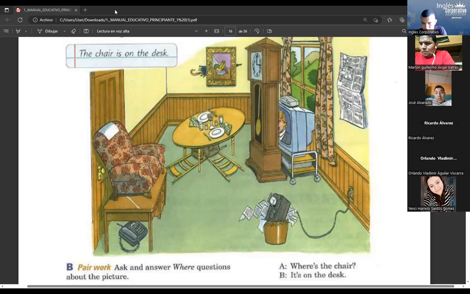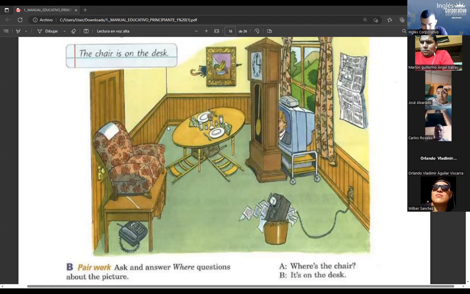The newspaper is in the wall. On the wall. The cell phone is under the table. The radio? The cell phone is under the table. Okay, under the cell phone. No, but that is the telephone. The telephone is under the telephone. Okay.